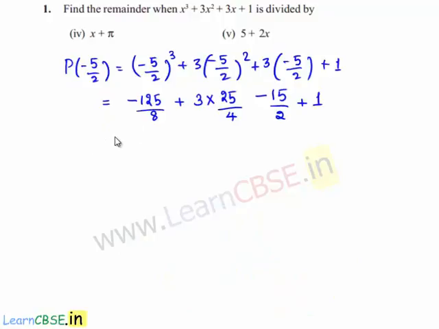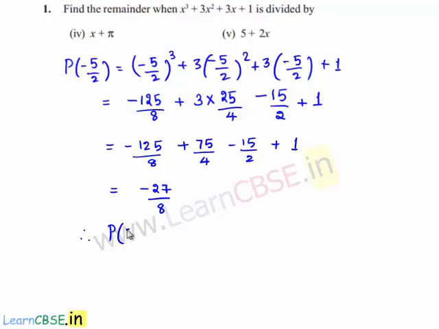and this becomes minus 125 by 8 plus 75 by 4 minus 15 by 2 plus 1. By simplification, we get minus 27 by 8. Therefore, by the remainder theorem, p of minus 5 by 2, which is equal to minus 27 by 8, is the remainder of the given polynomial.